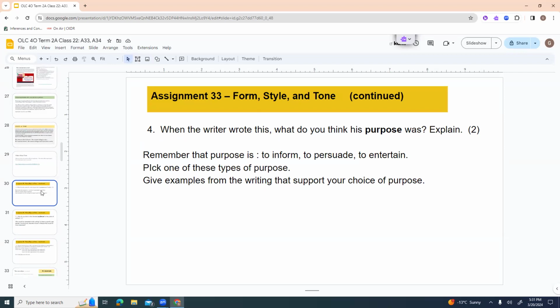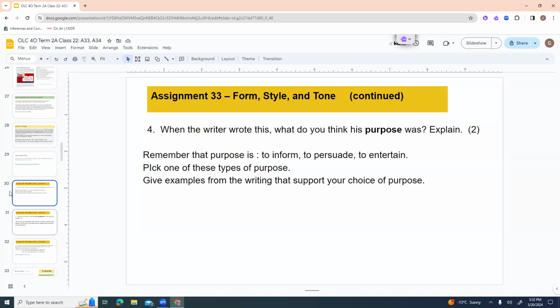When the writer wrote this, what do you think the purpose was? And again, we're talking back to that main piece of writing about WASA. What was the purpose? Explain. Remember, we've talked before, there's three main purposes, right? To inform, in other words, to tell people about stuff, to persuade people, in other words, to try and convince them to do something, or to entertain people, like you're trying to amuse them in some way.